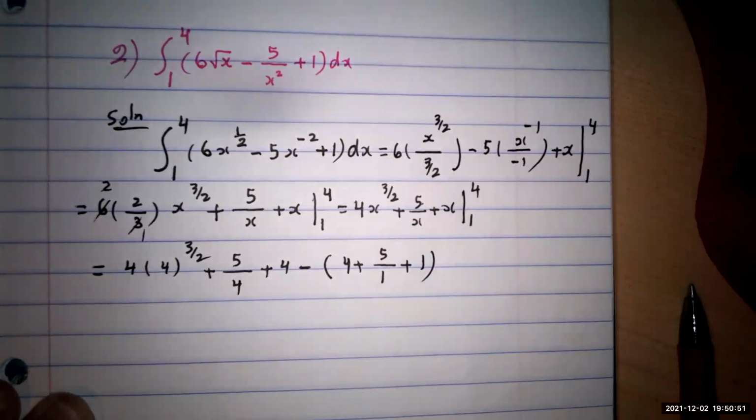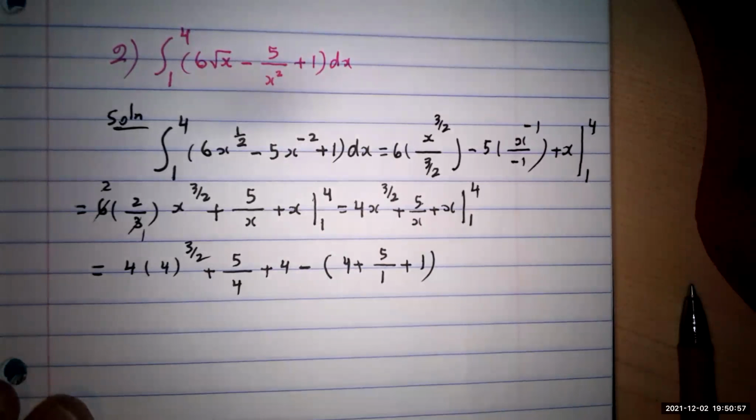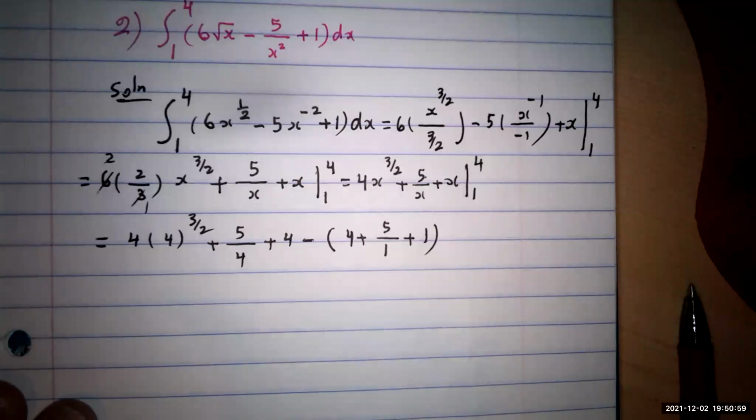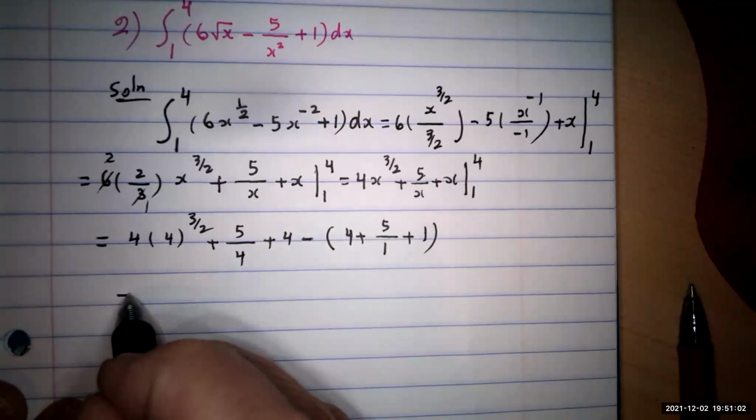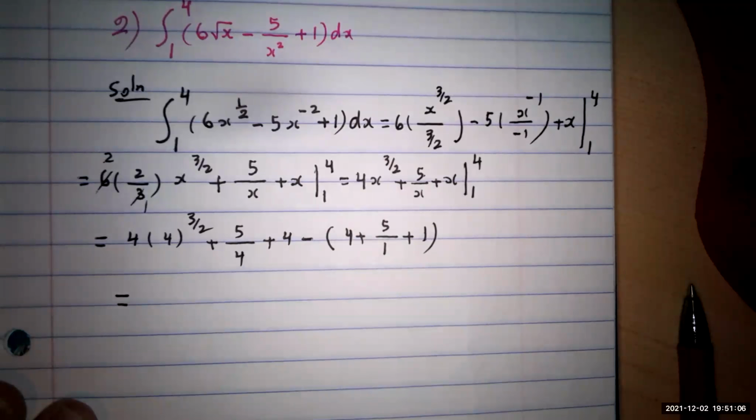Okay, for the first part, we replace the x by 4. And for the second part, we replace the x by 1. Okay, go on, simplify it. Okay, the challenging one is 4 to the 3 half. How are we going to find the 4 to the 3 half?